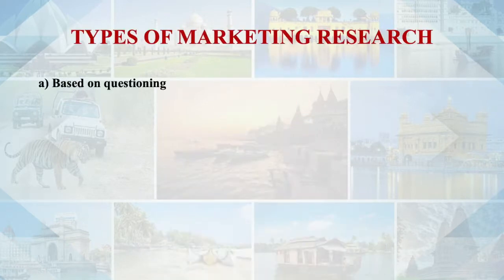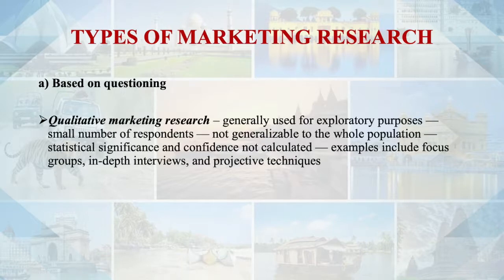Methodologically, marketing research uses the following types of research. One is based on questioning, like qualitative marketing research, generally used for exploratory purposes, with a small number of respondents, not generalizable to the whole population, with statistical significance and confidence not calculated. Examples include focus groups, in-depth interviews or projective techniques.